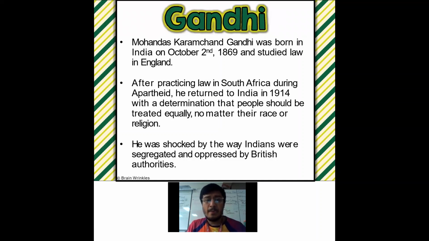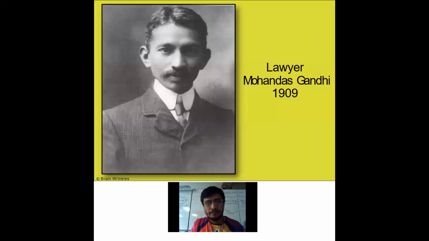All right, so Gandhi. Mohandas Gandhi was born in India on October 2nd, 1869. Hey, if your birthday's on October 2nd, you share it with Gandhi. And he studied law in England. After practicing law in South Africa during apartheid, about that in the Africa unit, he returned to India in 1914 with a determination that people should be treated equally, no matter their race or religion. He was shocked by the way Indians were segregated and oppressed by British authorities.